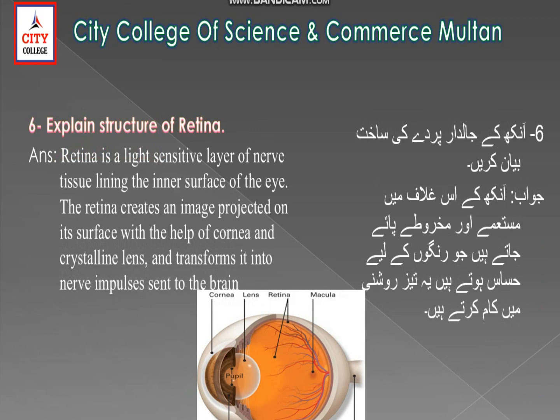Explain structure of retina. Retina is a very light sensitive layer of nerve tissue lining the inner surface. As you can see in the diagram, it's in the inner surface of the eye. Retina creates an image projected on its surface with the help of cornea and the crystalline lens, and it will transform it into the nerve impulse and it will send it to your brain.